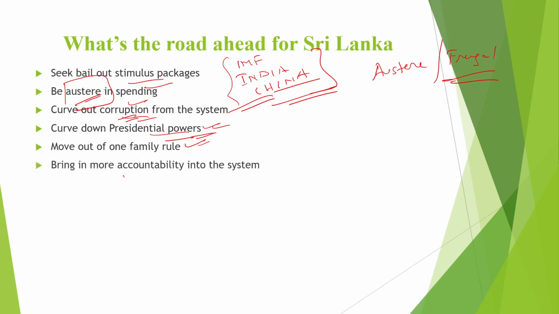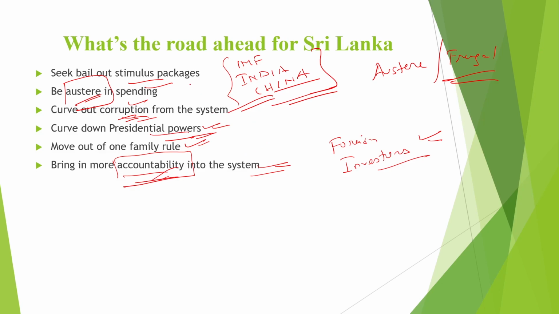And finally, bring more accountability into the system, right? Technology has to come in. People need to know what is going on in the system. The Sri Lankan system is extremely opaque, not transparent. Accountability has to be there. It is important even for foreign investors. They need to know what is happening inside the country, right? Only then will they have the confidence to lend to the country. So accountability is extremely important.